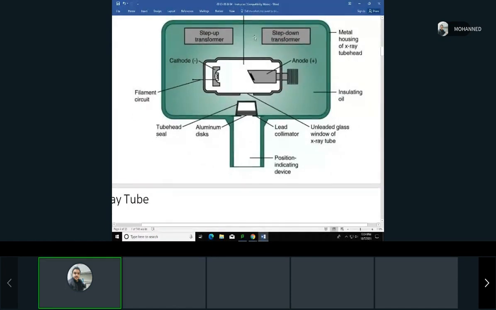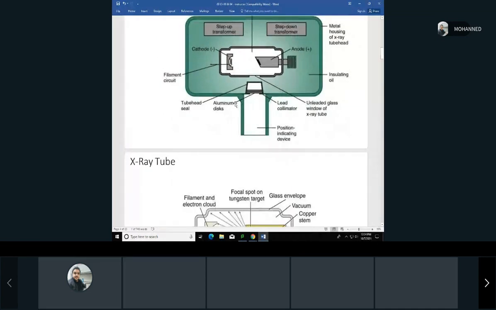Yes, that's an insulating oil, exactly. Well, I think the picture is just to give you a general idea. I'm not sure how much oil would be in there. I'm sure it's different from one machine to the other.